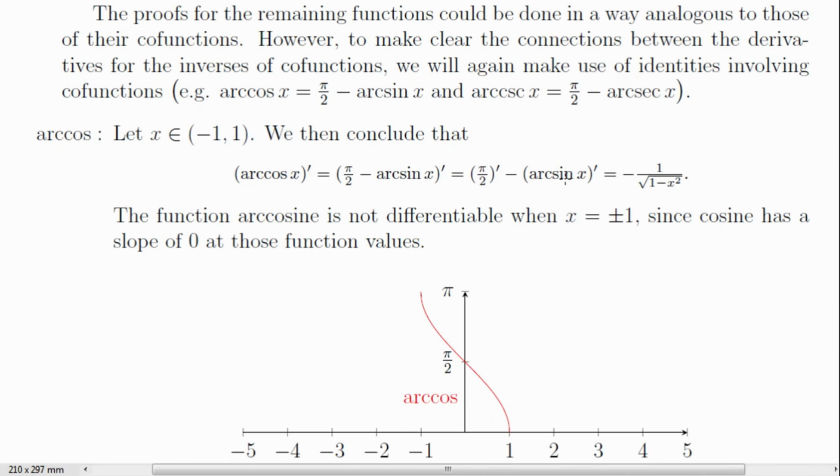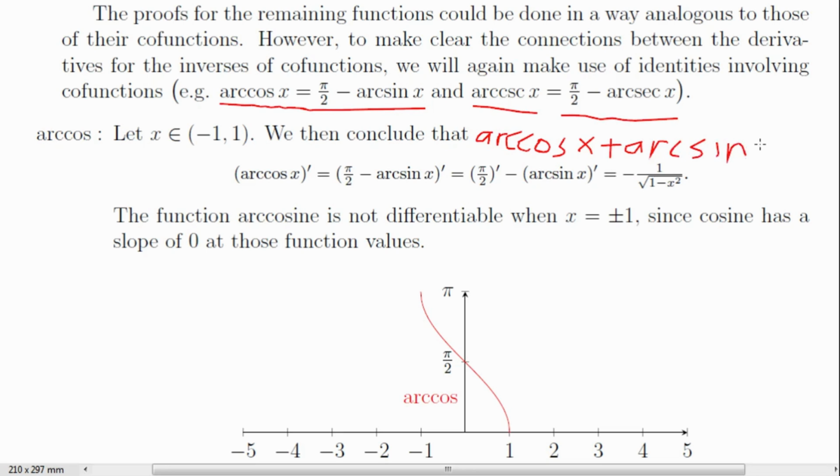And what we're going to make use of is a certain identity involving cofunctions. So it turns out that the arccosine of x is equal to pi over 2 minus the arcsine of x. And arccosecant of x, for example, is equal to pi over 2 minus arcsecant of x. And so that we have a conception here of what's going on, let's rewrite that first equation in a slightly different way. Let's write arccosine of x plus arcsine of x just adds up to 90 degrees. In other words, pi over 2.